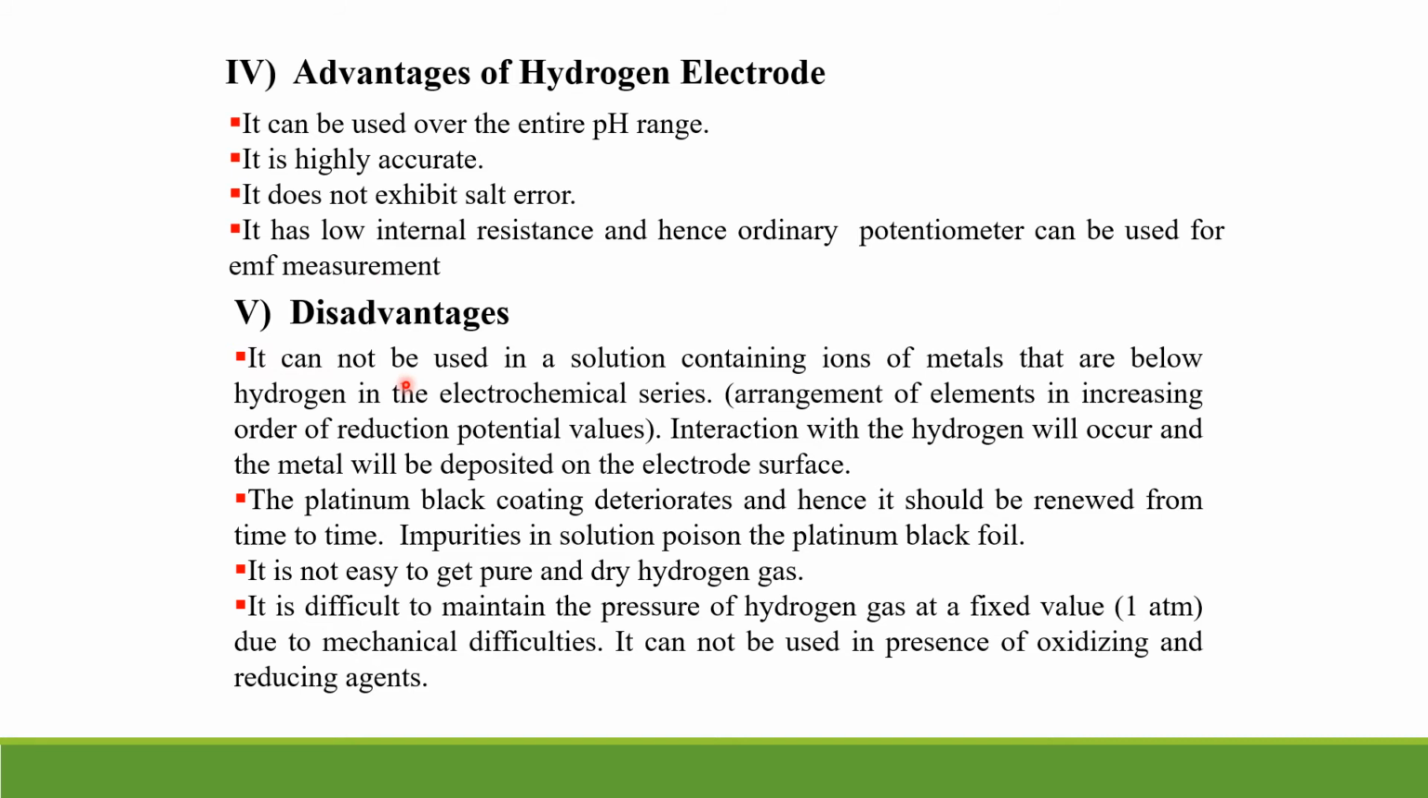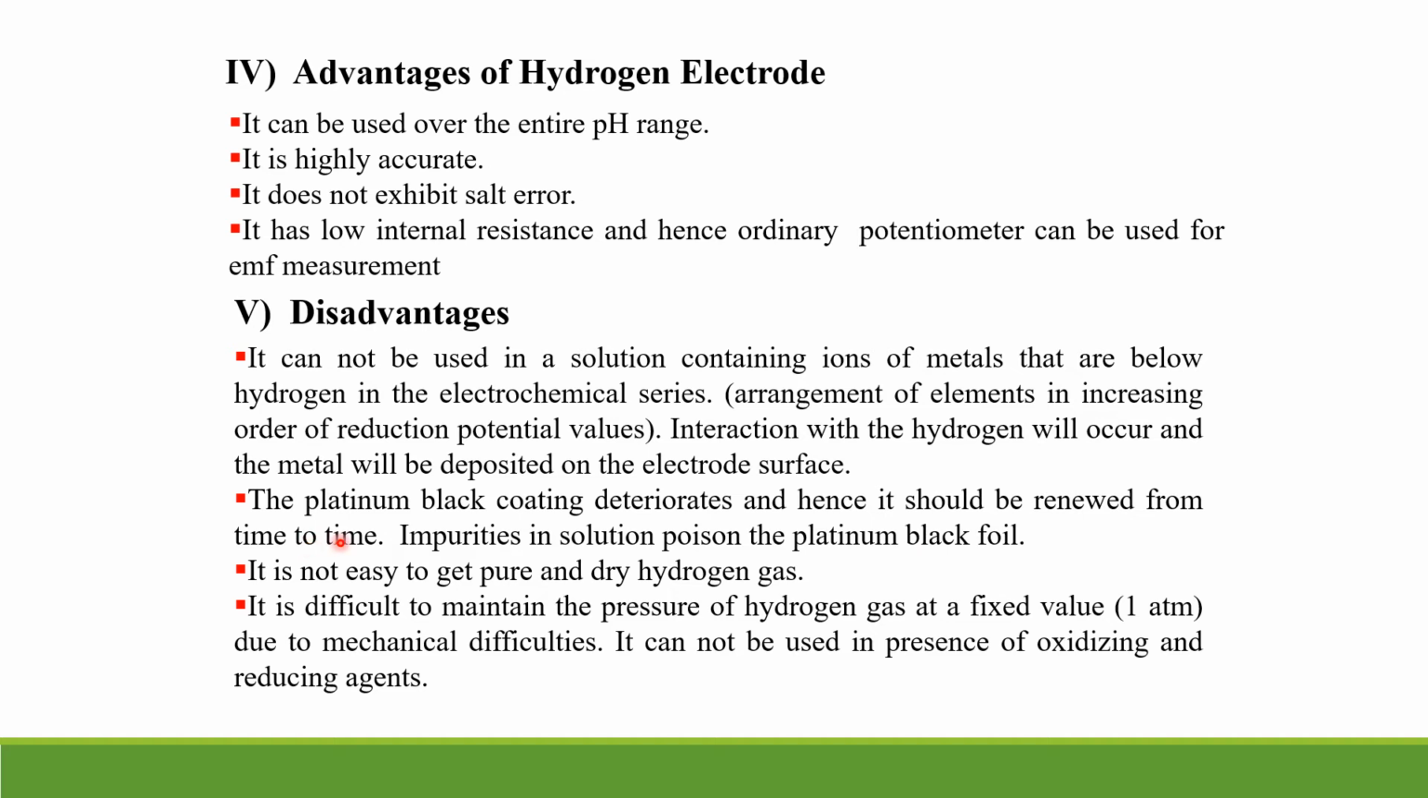What are the disadvantages of using the hydrogen electrode? It cannot be used in a solution containing ions of metals that are below hydrogen in the electrochemical series. What is the electrochemical series? Arrangement of elements in increasing order of reduction potential values. Interaction with the hydrogen will occur and the metal will be deposited on the electrode surface. The platinum black coating in the hydrogen electrode deteriorates, and hence it should be renewed from time to time.